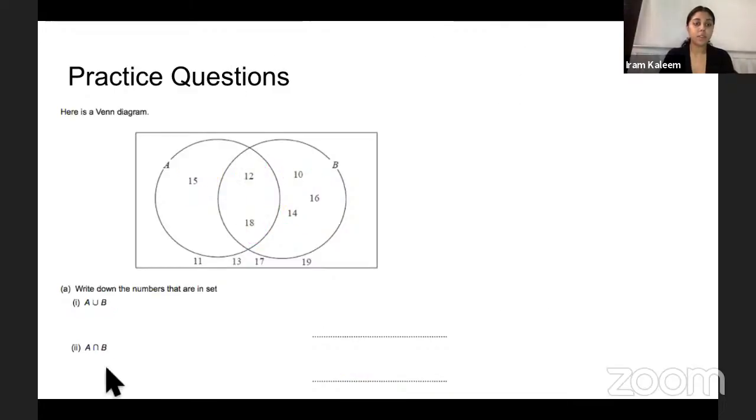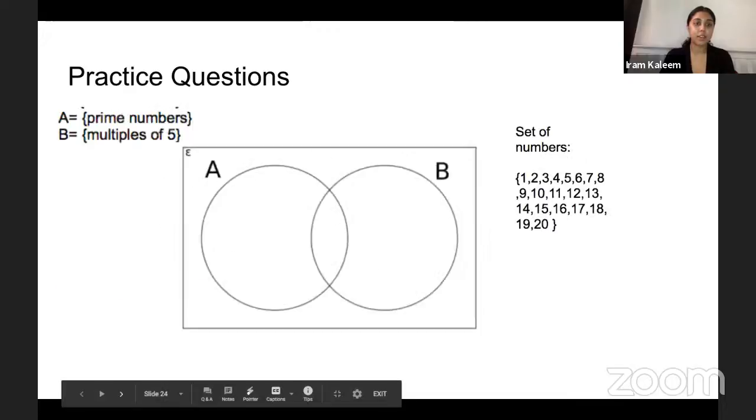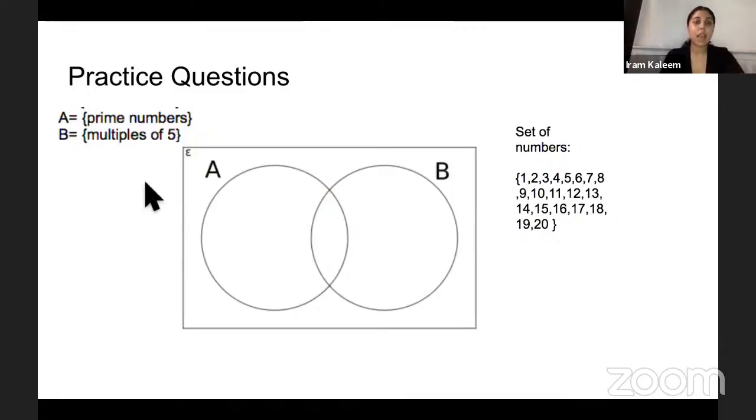Okay, we're going to move on to the final question for today's session. So I've got a set of numbers here between 1 and 20. And I've got an empty Venn diagram where A represents prime numbers and B represents multiples of 5. So what I'd like you to do is put the numbers between 1 and 20 into this Venn diagram.